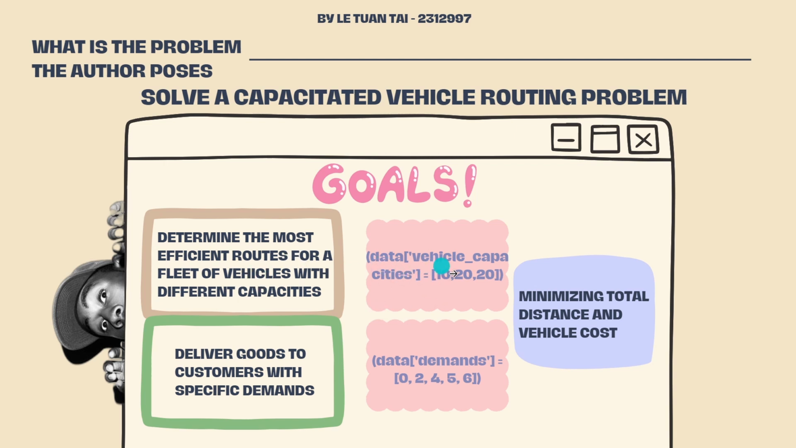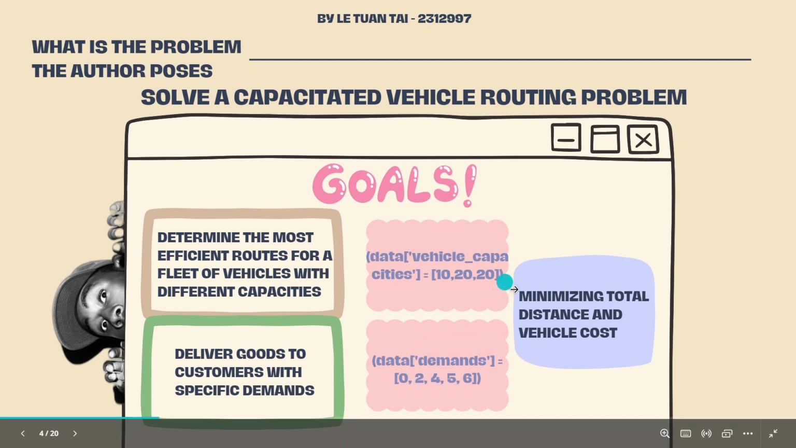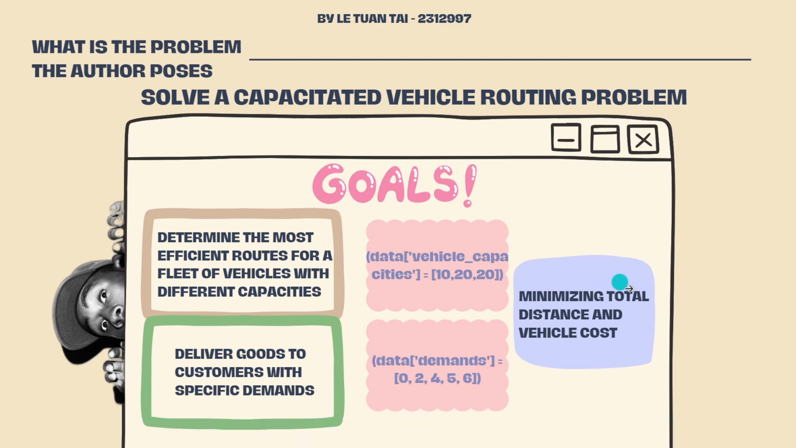We set up data named vehicle capacities with the capacities of vehicles 1, 2, 3 respectively. The next goal is to deliver goods to customers with specific demands. We set up data of the demands like the code right here. Altogether, the main goal is to minimize total distance and vehicle cost.